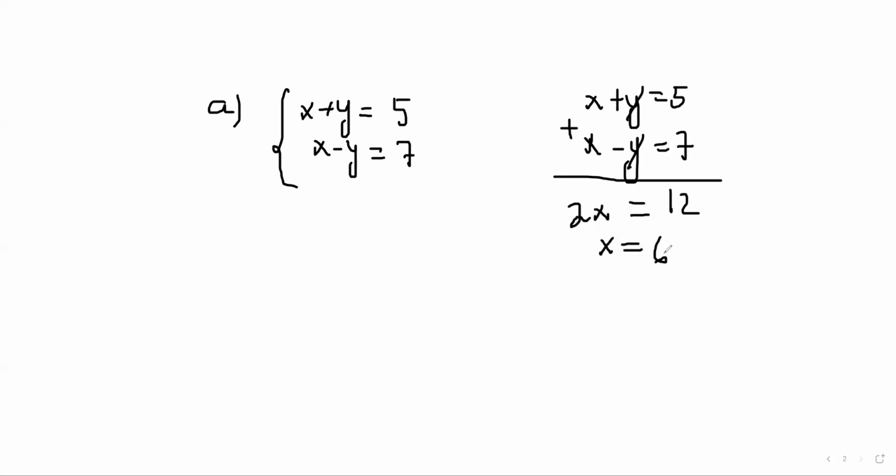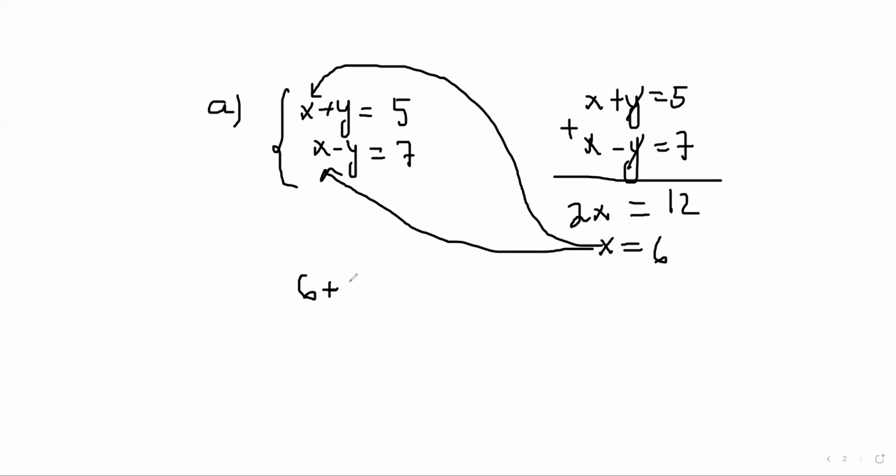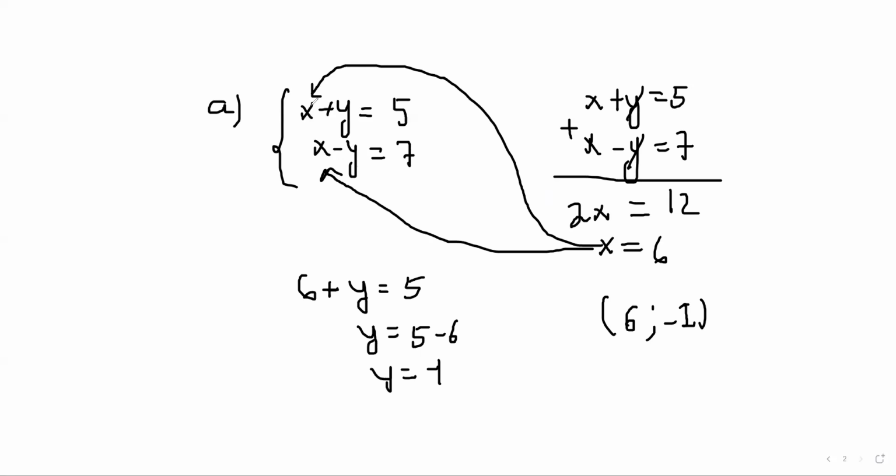If x equals 6, we can easily find y by substituting into either equation. Let's use the first one. 6 plus y equals 5, so y equals 5 minus 6, and y equals negative 1. So the pair of solutions is x equals 6 and y equals negative 1, which satisfies both equations. You can check: 6 plus negative 1 is 5, and 6 minus negative 1 is 7. Both equations are satisfied.